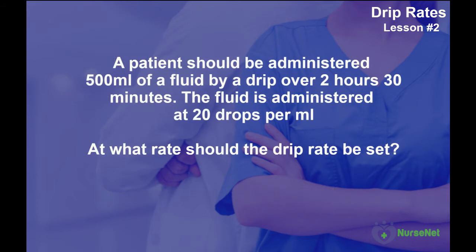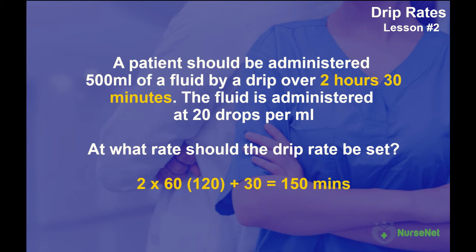Okay, let's do another one. A patient should be administered 500 milliliters of a fluid over 2 hours 30 minutes. The fluid is administered at 20 drops per milliliter. At what rate should the drip rate be set? Well, the first thing we need to work out is the prescribed time in minutes. Now in the question, we've been given the administered time as 2 hours and 30 minutes, and we need to convert this into minutes so that it fits within our formula. So simply put, we have 2 hours and 30 minutes, which in effect is 2 multiplied by 60 plus 30.